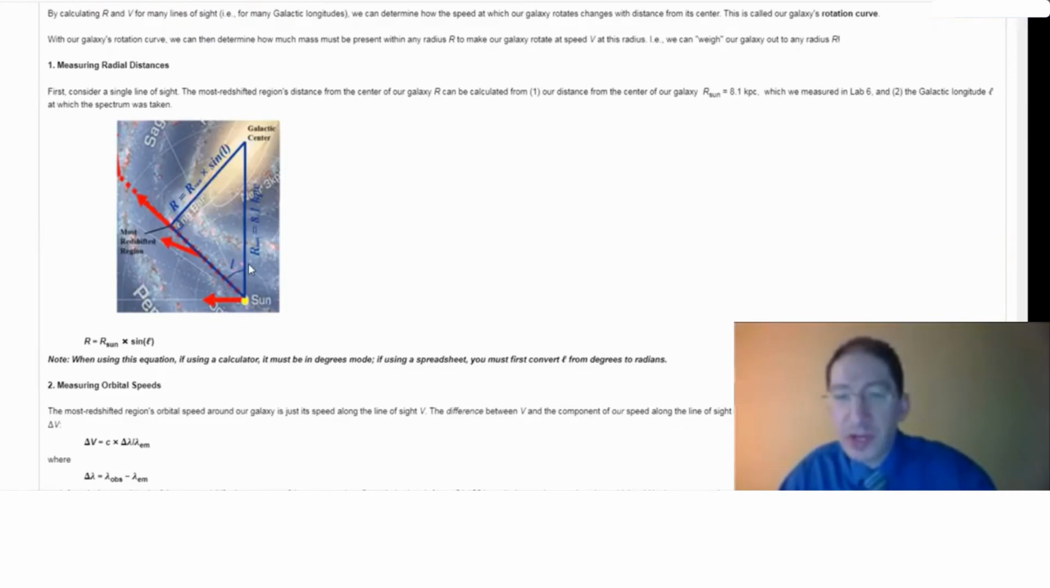Now, if you didn't have trigonometry, don't worry. You can treat this simply as a button on your calculator. Now, if you're using your calculator, make sure it's in degrees mode. If you're instead calculating this with the spreadsheet, you'll need to convert from degrees to radians before applying the sine function. But in the end, you'll get the distance of the special region from the center of the galaxy. So now all that we have to figure out is its speed along this line of sight. That's its speed orbiting the center of the galaxy.